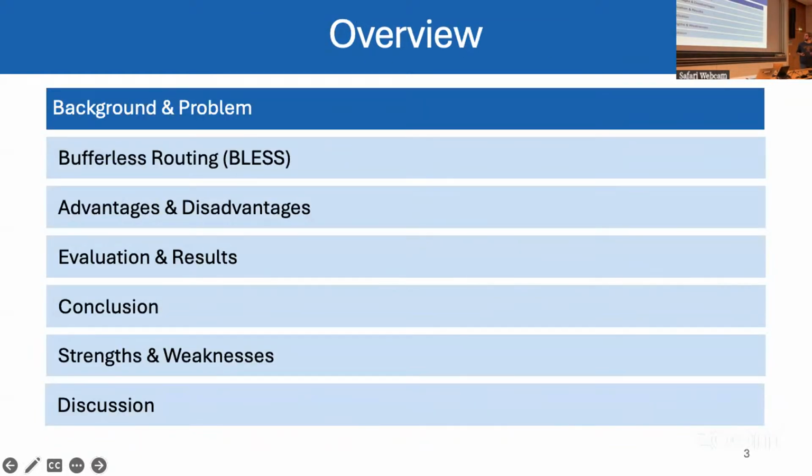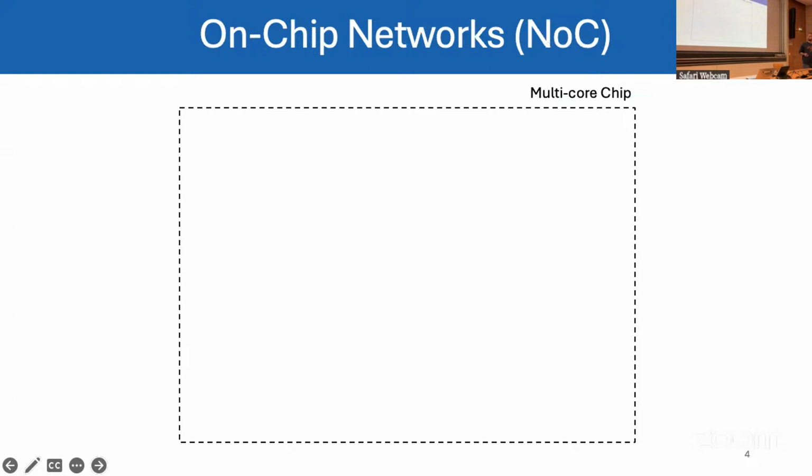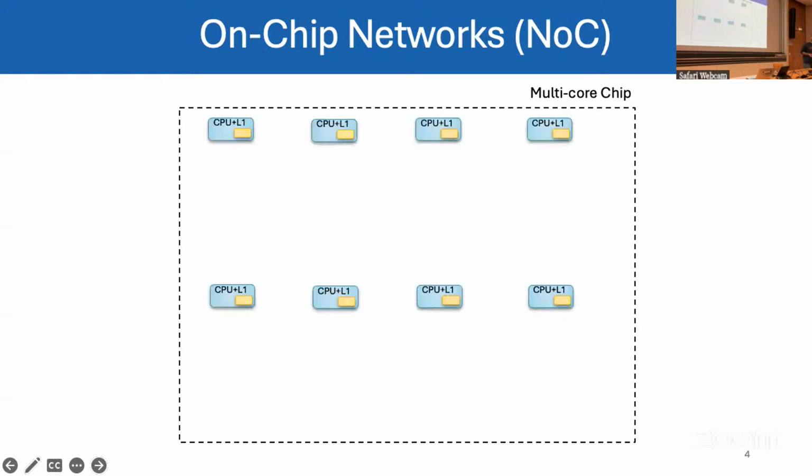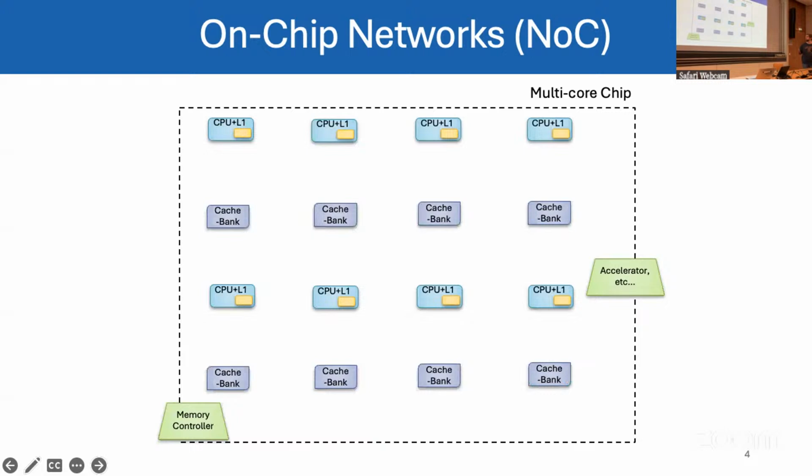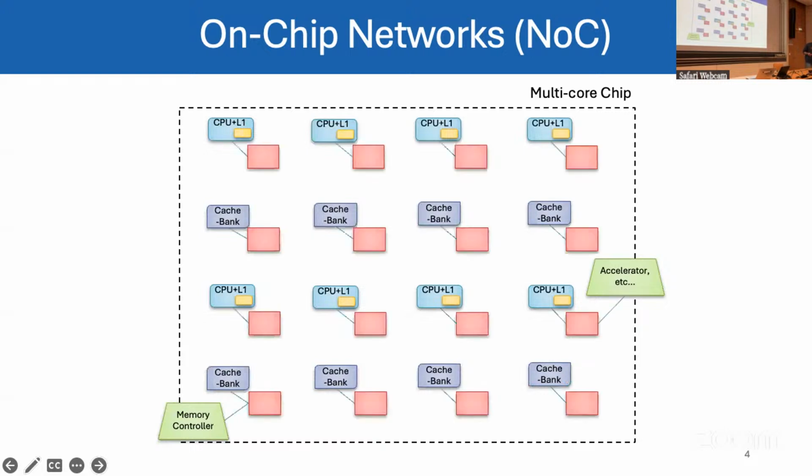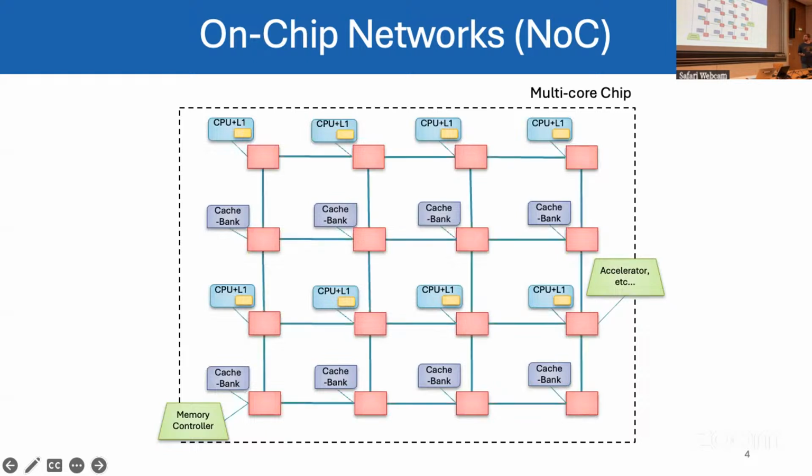Yeah, so let's take a look at the background and take a deeper look into the problem. We've just seen talks about on-chip networks, so this is just a brief summary. On-chip networks basically connect cores, caches, accelerators, memory controllers, or other units. Each of them is connected to a router, and then those are connected by links.